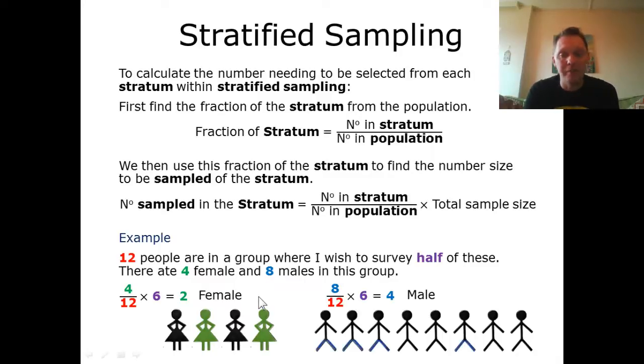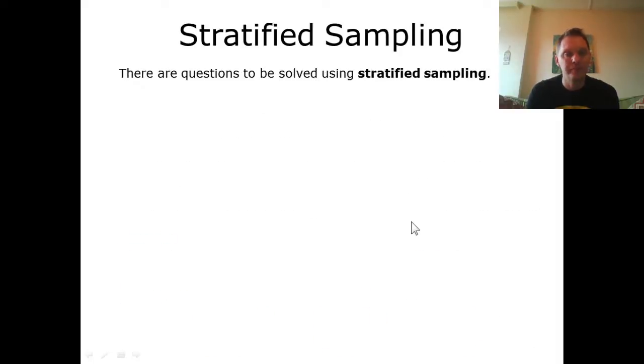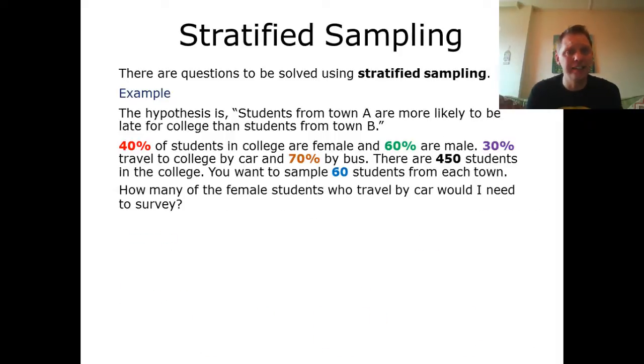Doing the exact same for the males. I've got 8 in total. Dividing this by 12, multiplying by 6, this means I've got to survey 4 of the males. Could I have questions involving these?